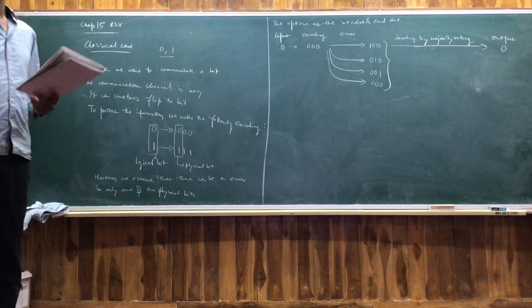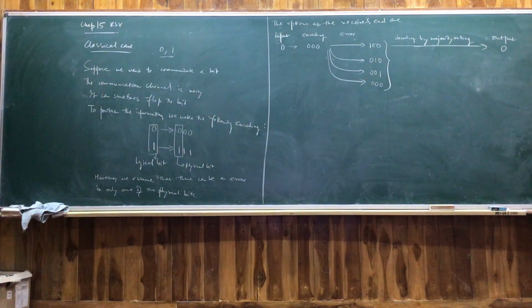What we will show is that this simple thing works in the quantum case as well, with some interesting things. Alpha 0 plus beta 1. So majority voting means we are measuring the 3 physical bits, exactly, whichever comes out. So this is a very good point. Actually, that cannot be done in the quantum case, because measuring will destroy the qubit.